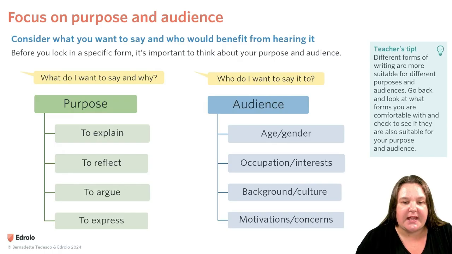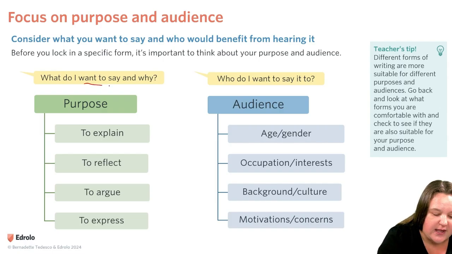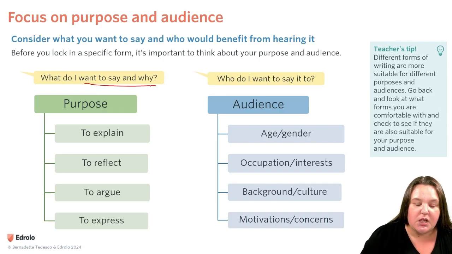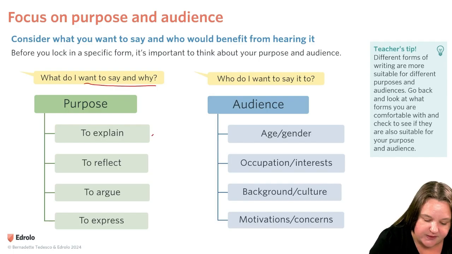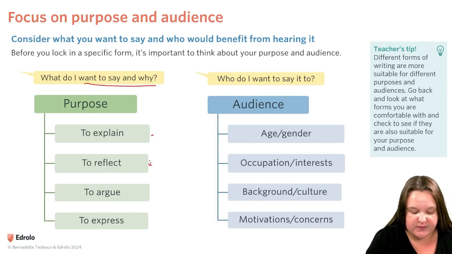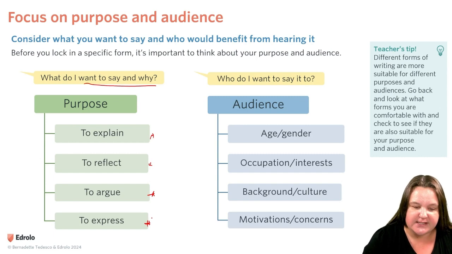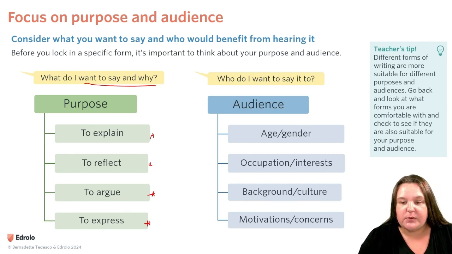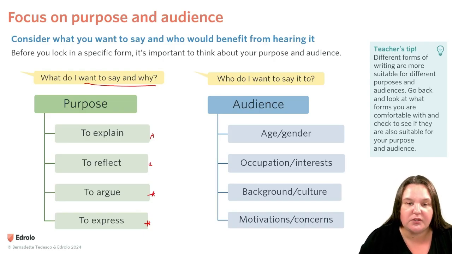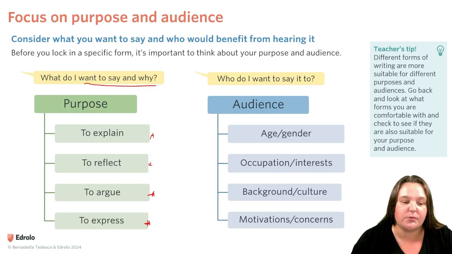Consider what you want to say and who would benefit from hearing it. Before you lock in your specific form, it's important to think about your purpose and audience. What do I want to say and why? It could be that I want to explain something or I want to reflect on something. I might want to argue or persuade, or I might just want to express my feelings and thoughts about something. This will influence the form of writing that is best suited. For example, if I wanted to argue something, a speech would be a really good form to choose.